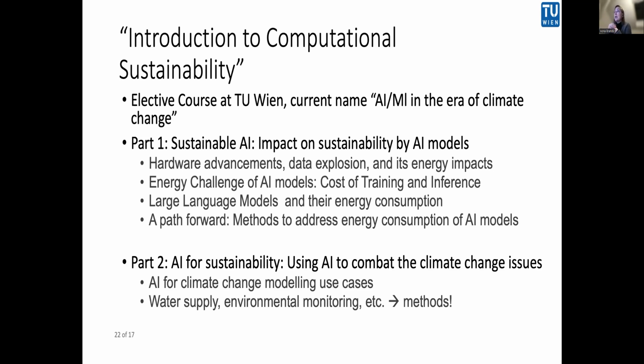And we have two parts. In the first part, we measure, assess, and visualize the impact of sustainability by AI models: hardware advancement, the energy challenge of AI models, the cost of training and inference, large language models and their energy consumption. And then in the second part, we have AI for sustainability, using AI to combat climate change issues, not only throwing AI at all the problems that we have in climate change, because you don't get a solution, you get even worse problems if you just throw AI at them. You have to use or develop methods to do that. One of them is, for example, this trade-off method, or utilization of symbolic data representation, or transferring workload in space and time. Okay, so if you're interested to learn more about these methods, you are more than welcome to attend this lecture.